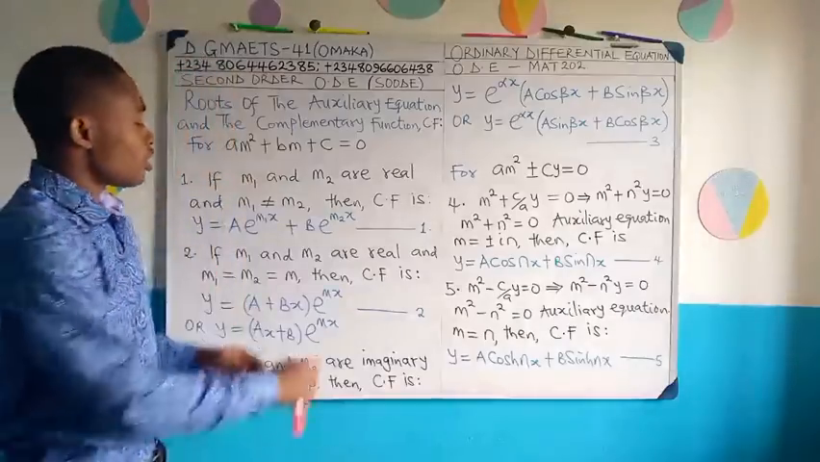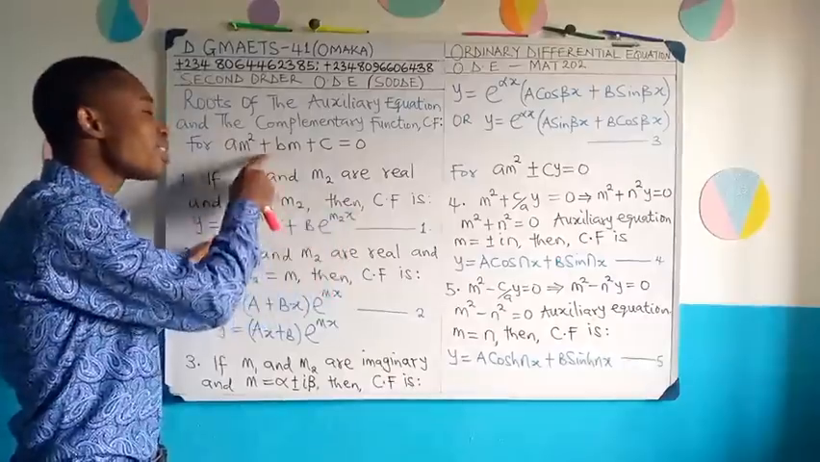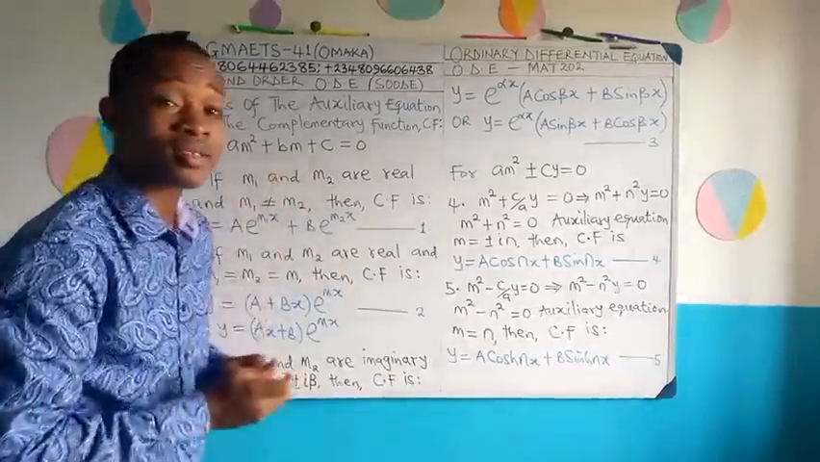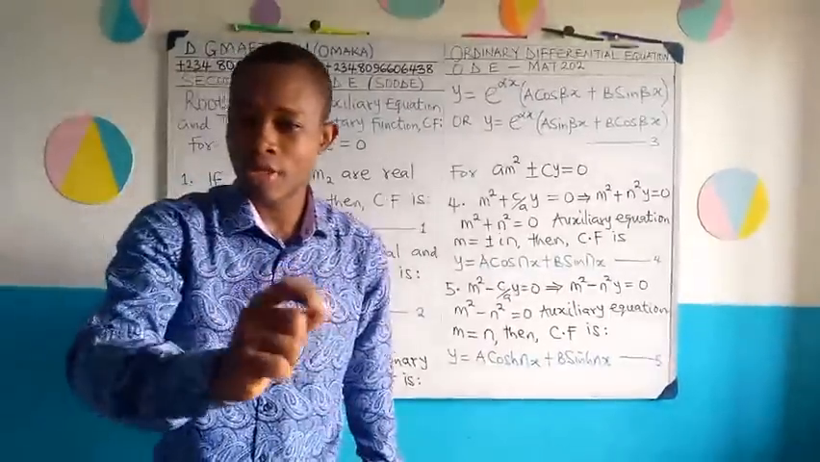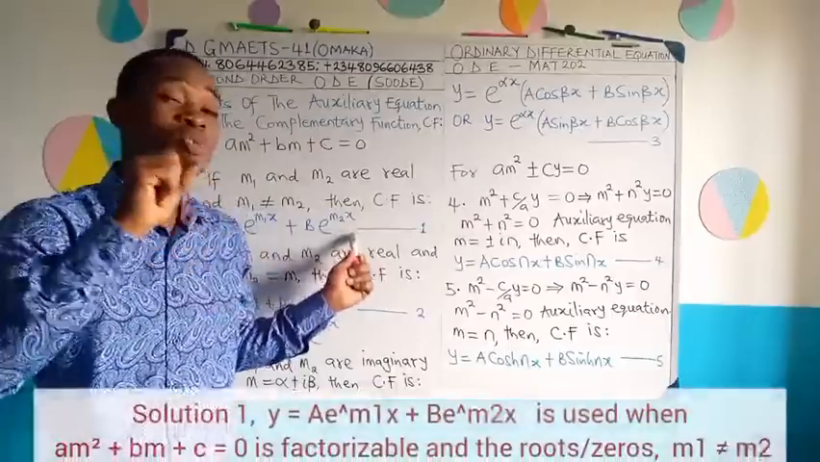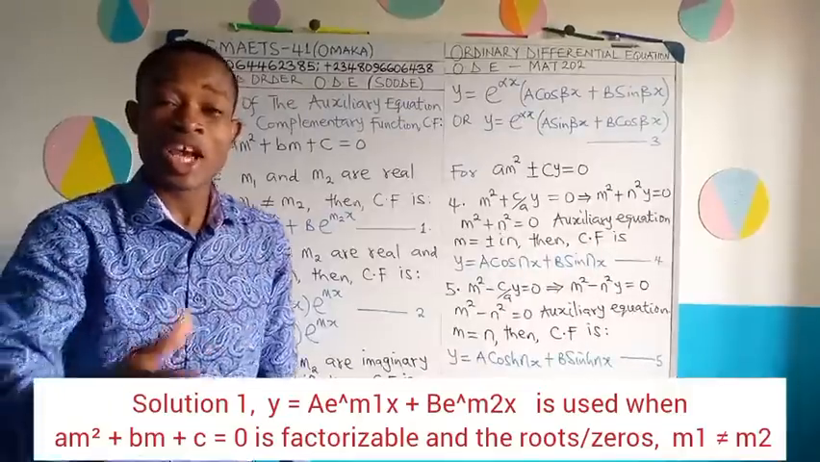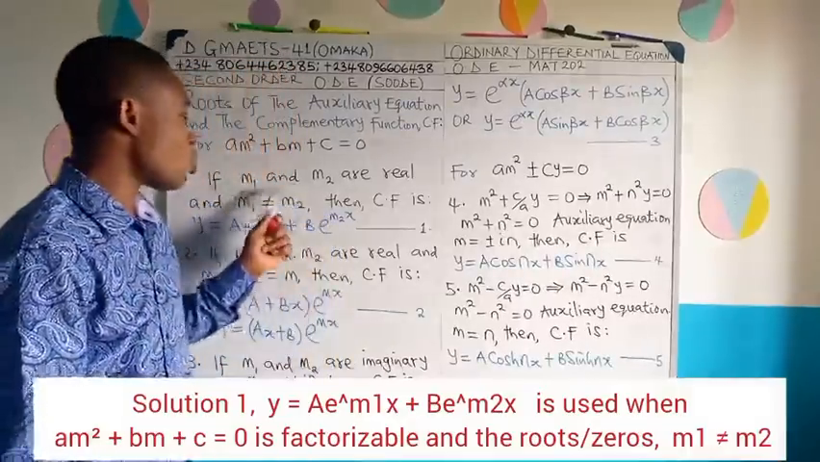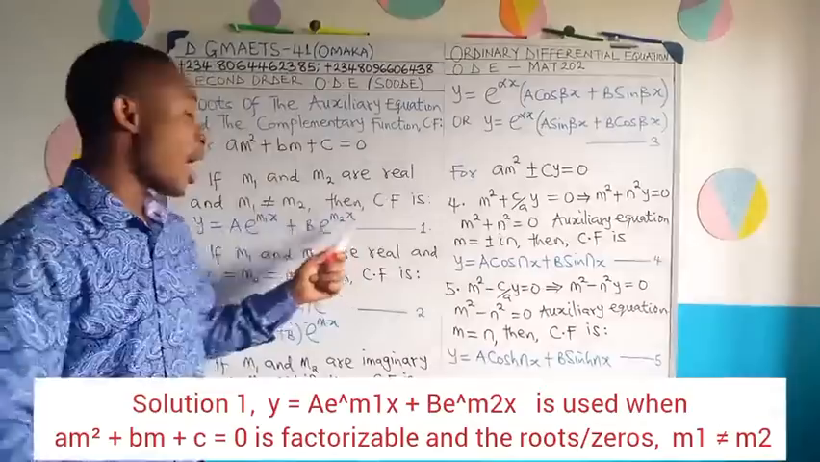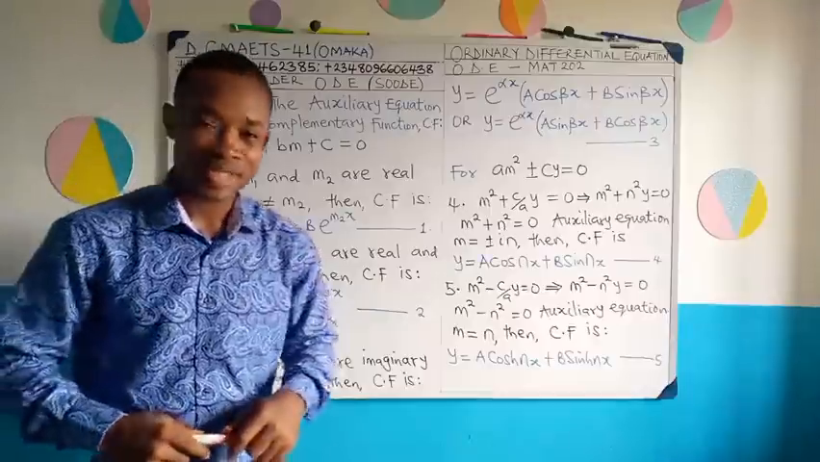Alright, take note. For us to use this solution, it means that this auxiliary equation must be factorizable. Please put that down because I didn't write it on the board here. This solution applies when the auxiliary equation is a factorizable quadratic equation such that the roots of the equation m1 and m2 are real numbers and they are not equal. Let's move on to the second solution.